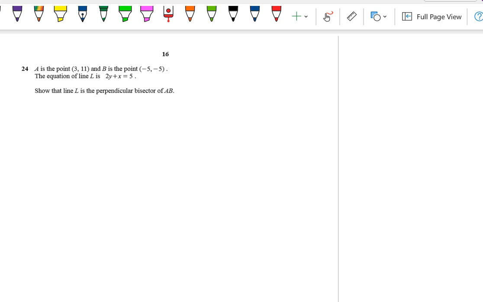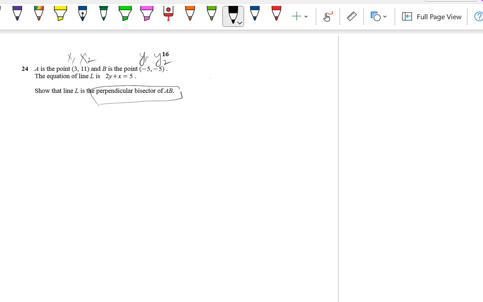Perpendicular bisector of AB. Important and much repeated question. Most students get confused in its working. This is the equation L. Show that it is a perpendicular bisector. All right. So this is your x1, this is your x2, this is your y1, this is your y2.